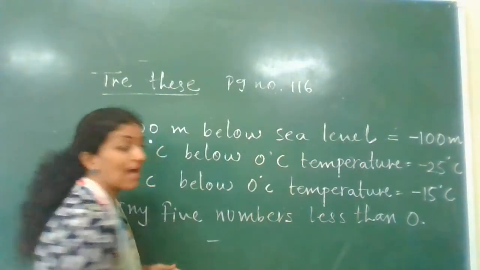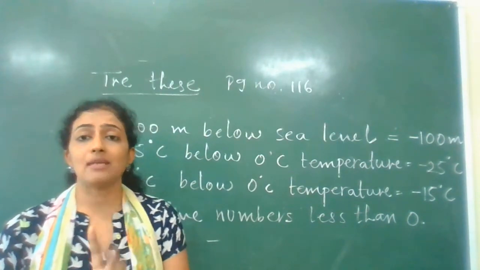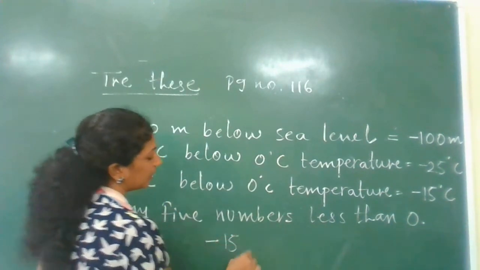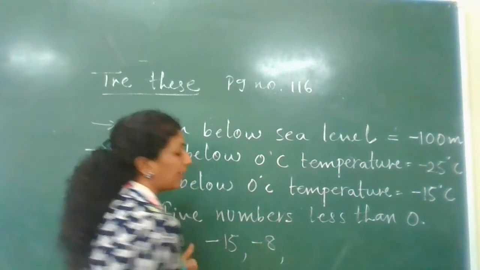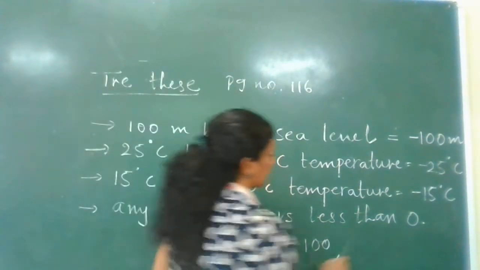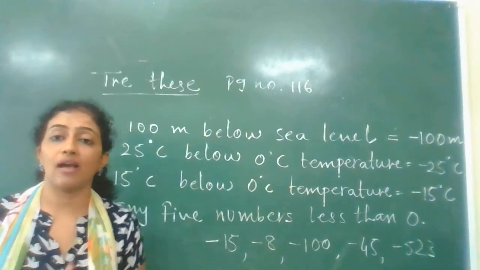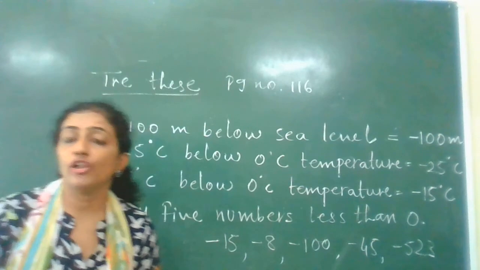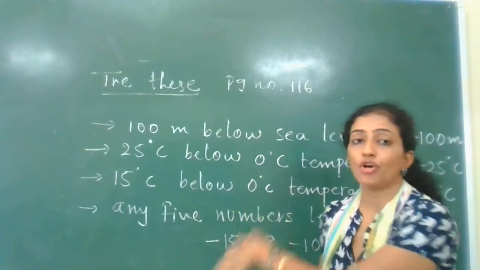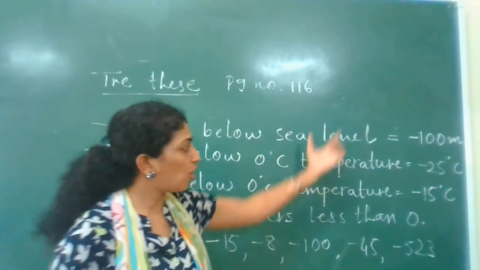It is not necessary that you go in a sequence only. But always remember, the negative integers are less than zero. Okay, so suppose I'll take minus 15, minus 8, minus 100, minus 45, minus 523. So I have taken negative integers randomly, because I know all the negative integers are less than zero. Okay, so here we have understood how this kind of statements and situations can be presented in the form of integers, in the form of numbers.